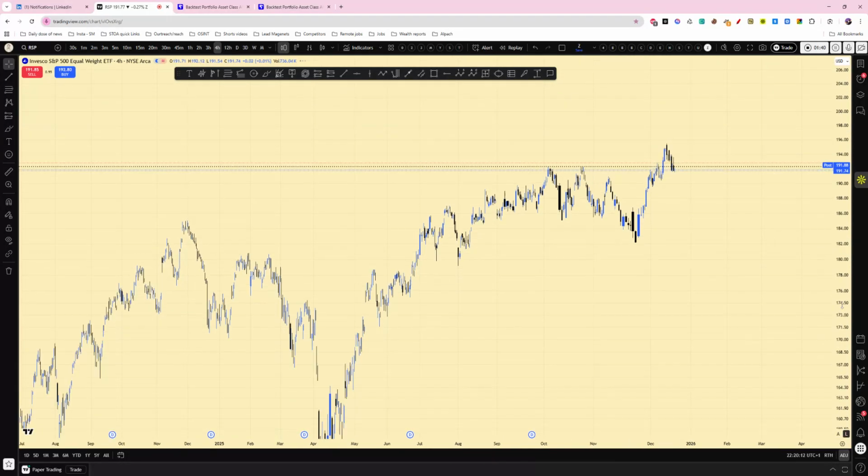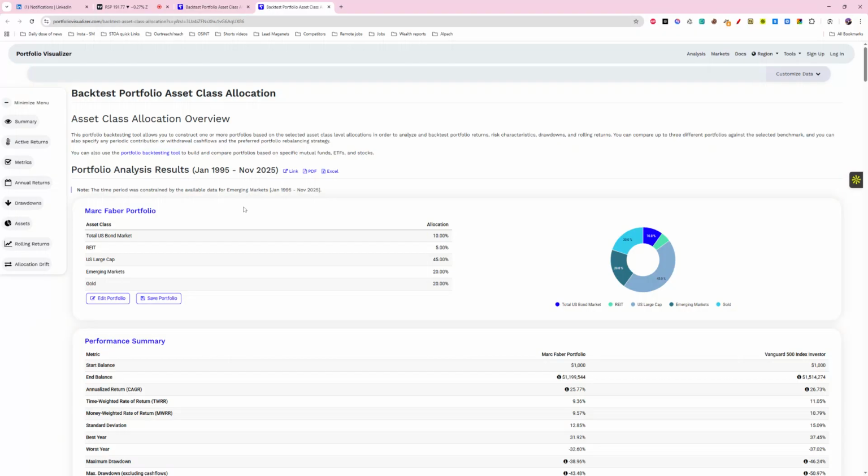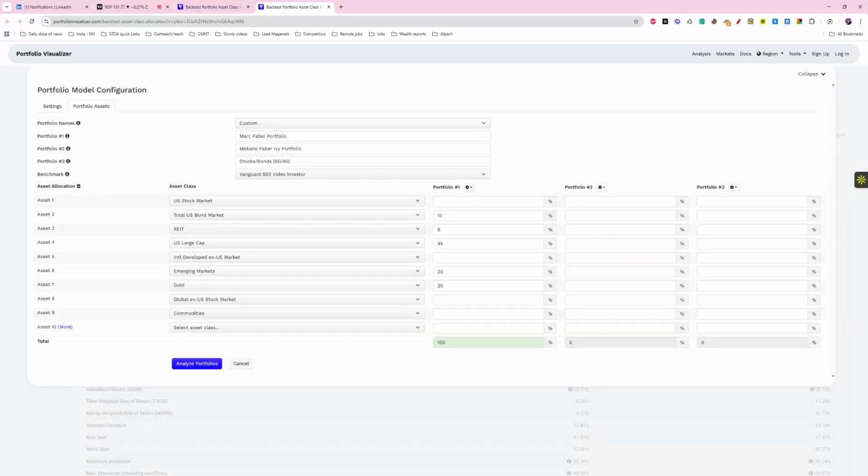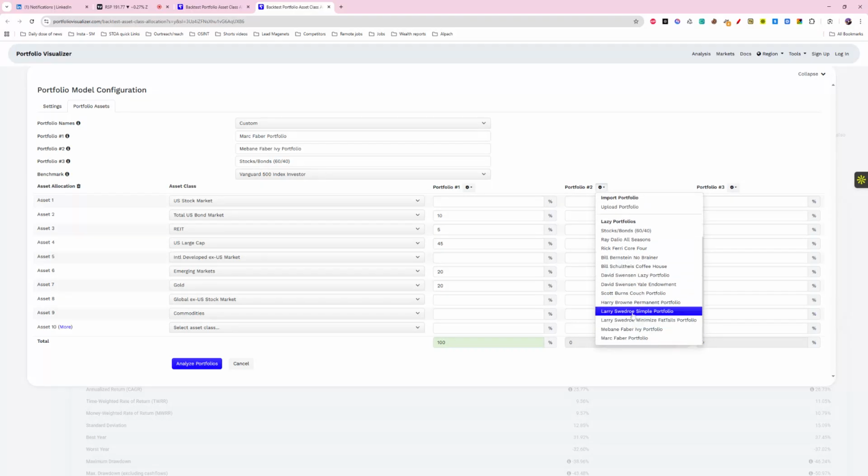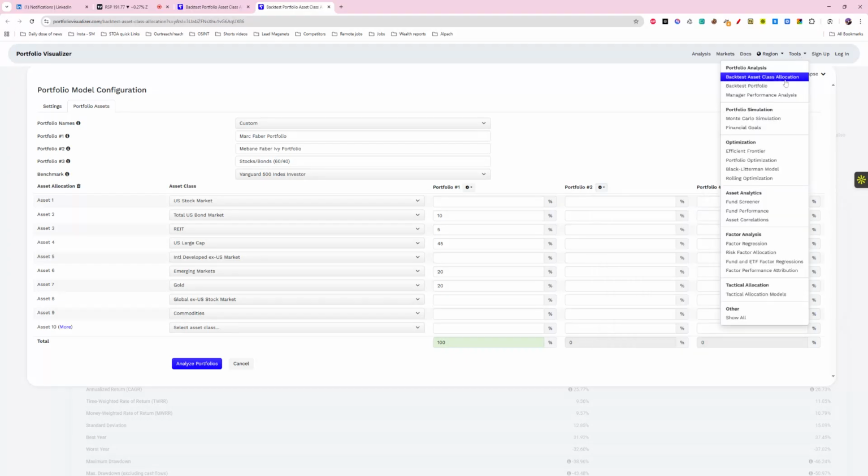That being said, let's construct our own portfolio over here. The first thing we want to do, we go to portfoliovisualizer.com and we add a couple of data over here. You can even choose a preset of portfolios, right? When you go to Portfolio Visualizer, you go to Tools and you choose Backtest Asset Class Allocation, then you can see how your portfolio would have performed in the past.